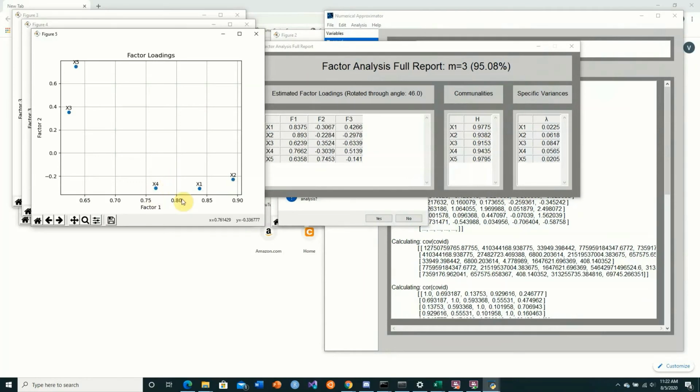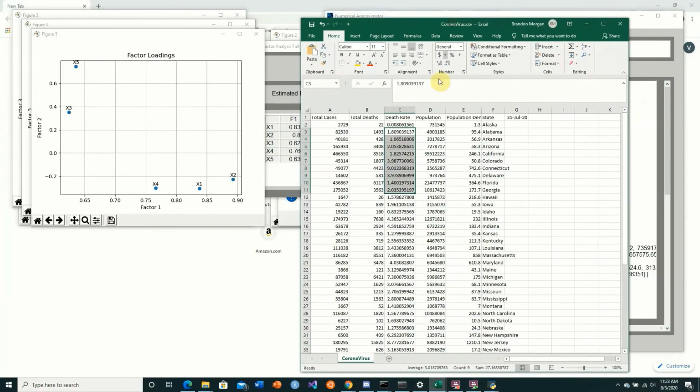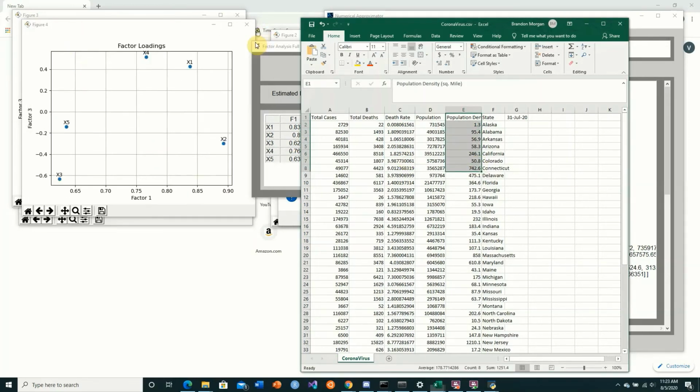We can say that factor 1 is extremely well correlated with these 3 variables. If we were to go back, factor 1 is directly correlated with the total number of cases, the total deaths, and the population. Whereas factor 2 is not really correlated with the death rate whatsoever, but the population density is correlated with factor 2. So we have 2 main clusters here of variables.